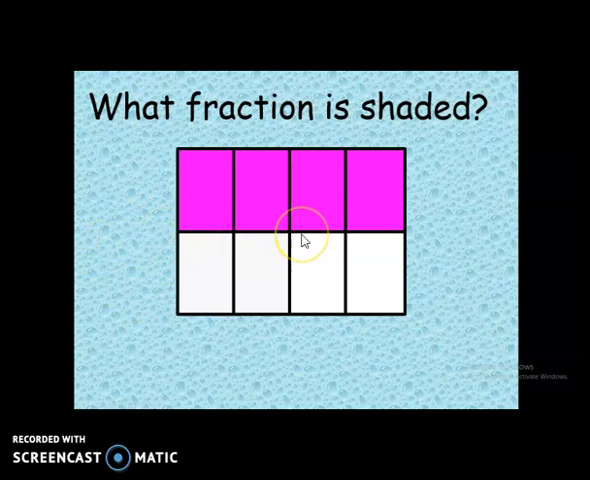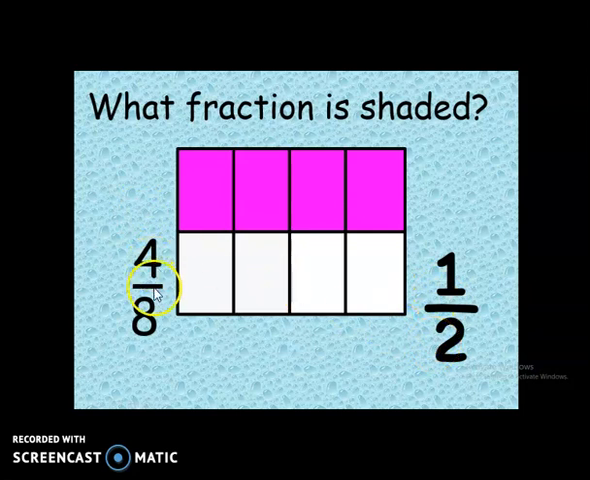What do you see? What have you noticed about this shape? You can see a whole side of it has been shaded. That represents a half. Okay? So you can as well say it is half part of it that has been shaded. So 4 over 8 is the same as a half.